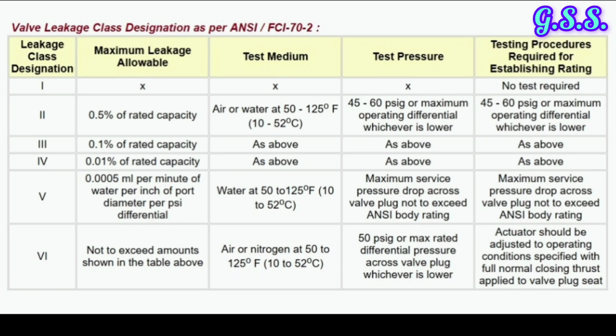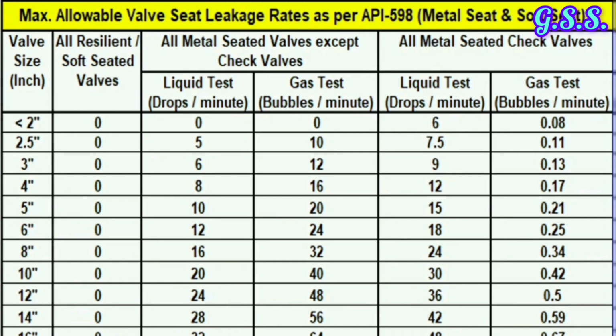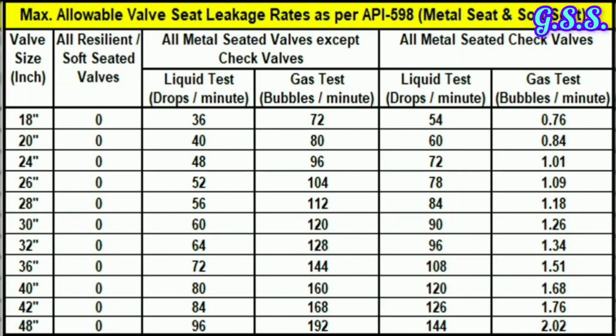This table is the gist of all 6 valve leakage classes. As per API 598, there should not be any visible leakage from valve's body or from valve seat during testing, and these two tables indicate allowable leakage rate through the valve seat for all types of valves. As per API 598, for liquid test, 1 milliliter of leakage is considered as equivalent to 16 drops.